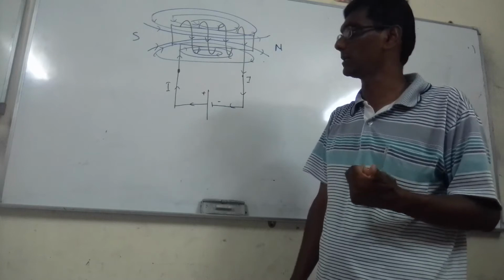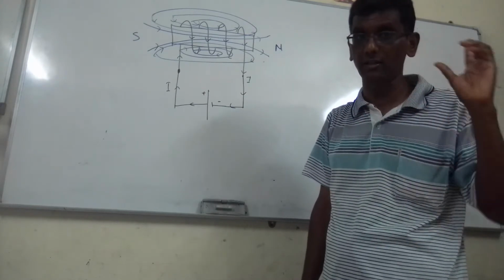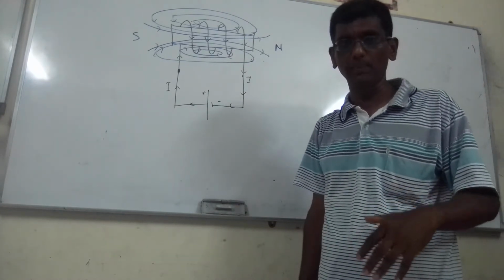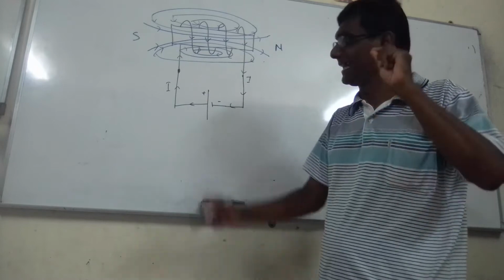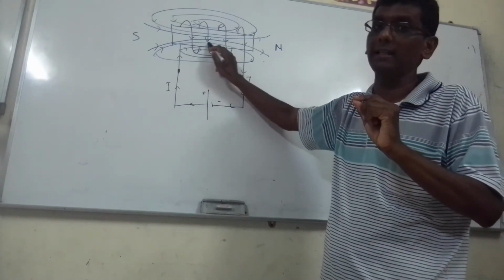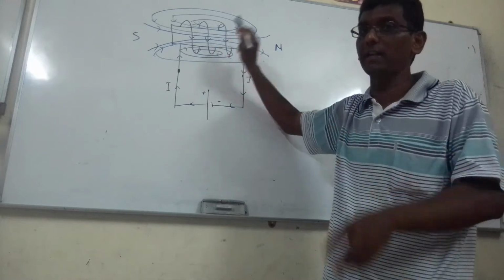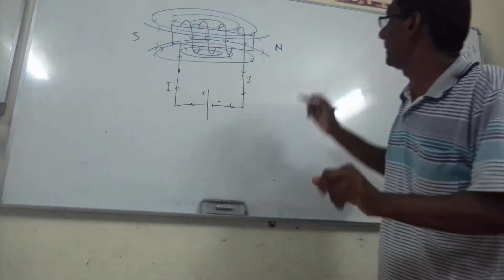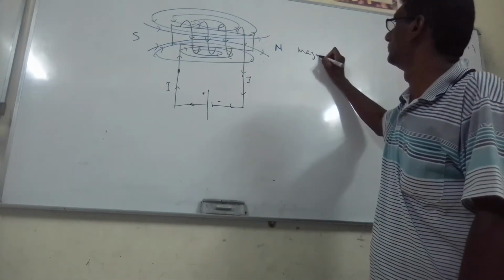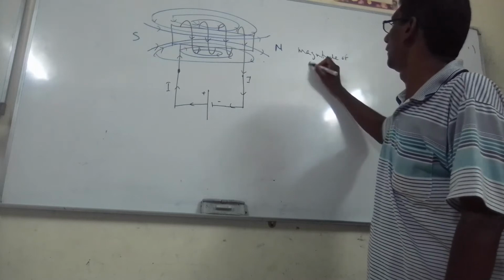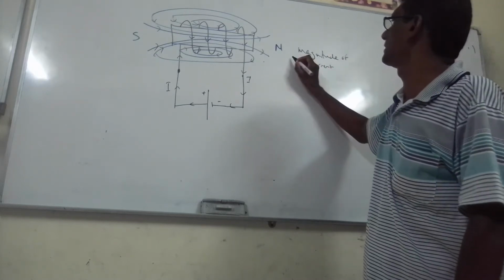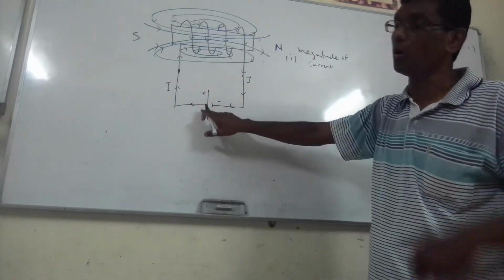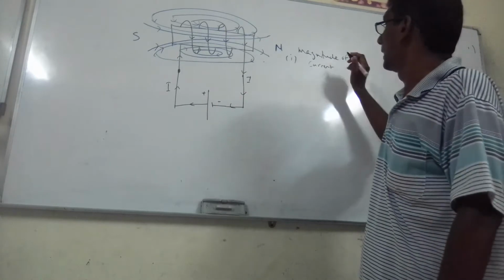The first one, I forgot to mention last week, so we will mention it today. The first factor that affects the strength of the electromagnetic field is the magnitude of current. How much current is flowing.